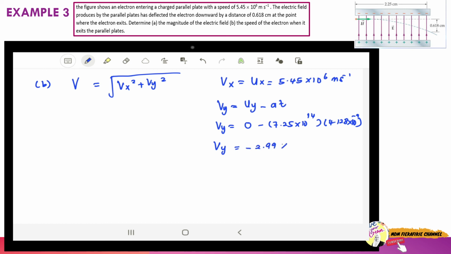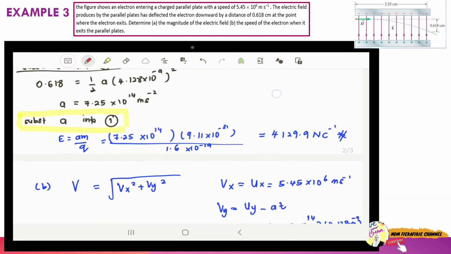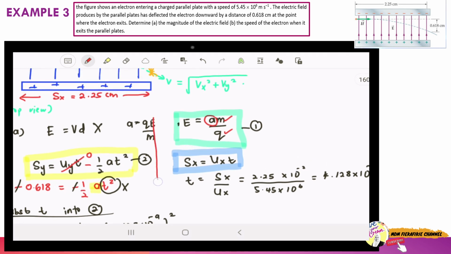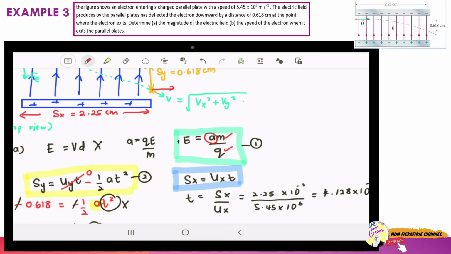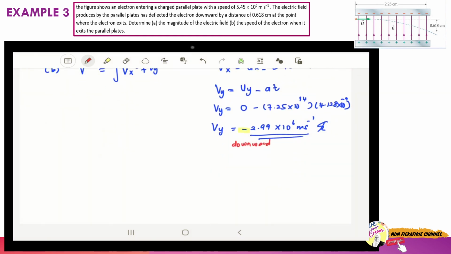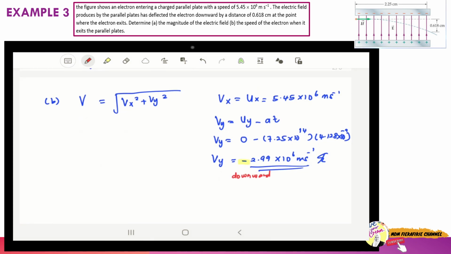Therefore vy is equal to negative 2.99 times 10 power of 6 meter per second. So this is vy. You can see here the negative sign shows that the direction of the electron for the Y component is downward. If we refer to the diagram we drew just now, at this point we have vx and the direction of vy is downward. Okay, good. So now we want to find v.